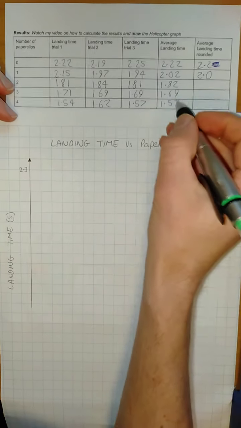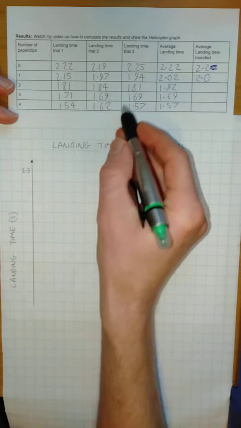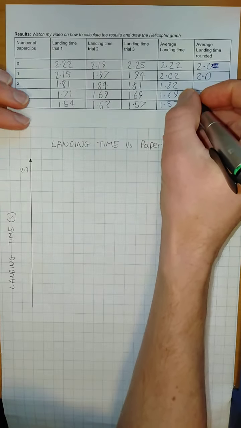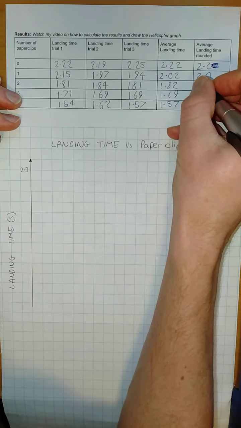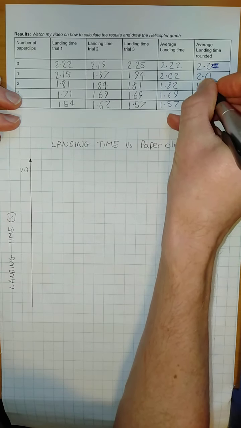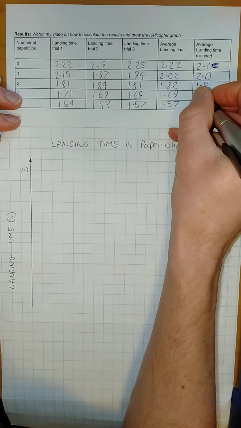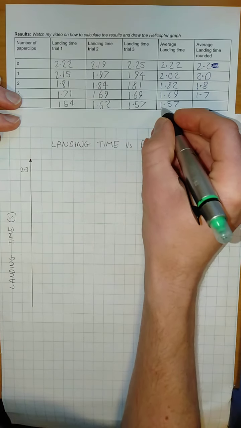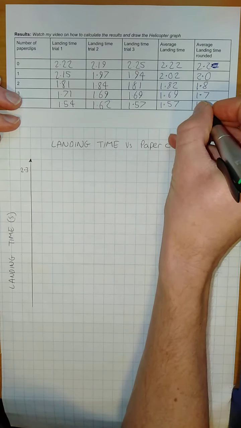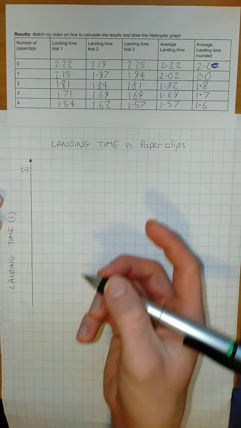Alright, and here's the other ones. Again, I'd like you to just put these numbers into your calculators and check that you can get the same answer as me. This one here rounds to 1.8. This one will round up to 1.7. This one here will round up to 1.6. So those are my results there.